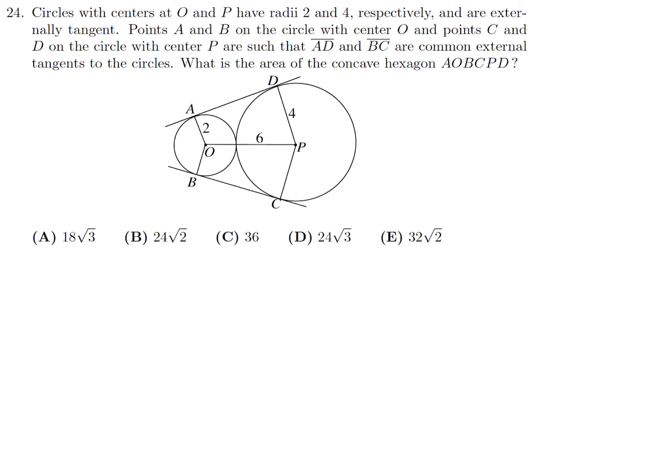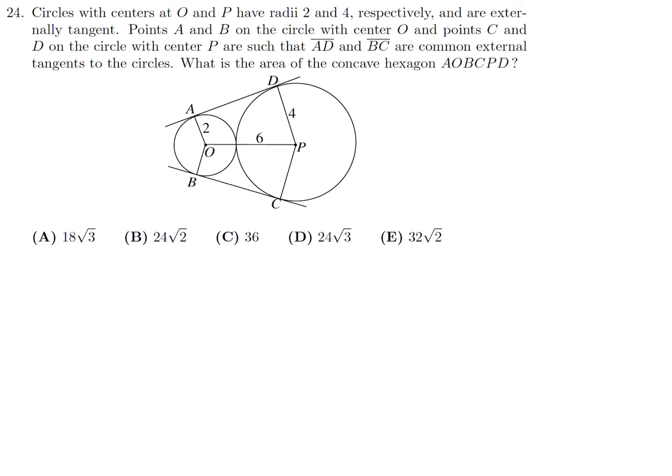Circles with centers at O and P have radii 2 and 4 respectively, and are externally tangent. Points A and B are on the circle with center O, and points C and D are on the circle with center P, such that AD and BC are common external tangents to the circles. What is the area of the concave hexagon AOBCPD?